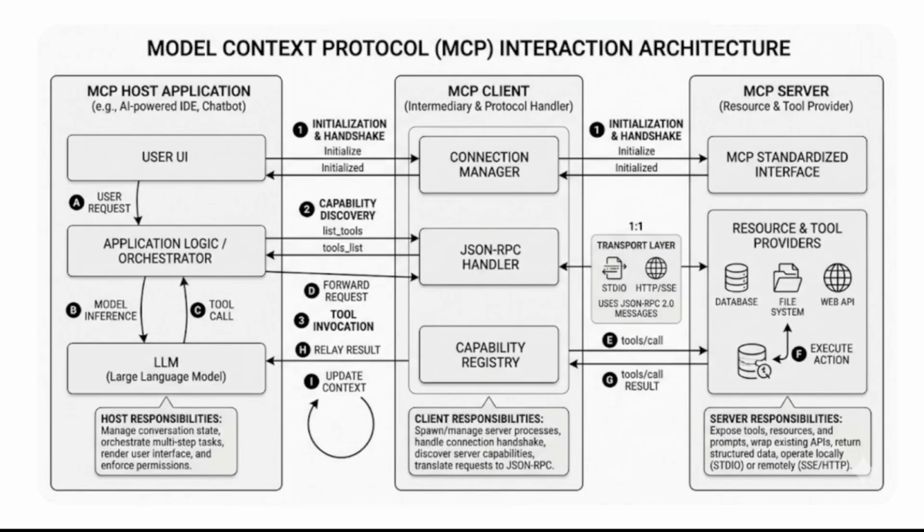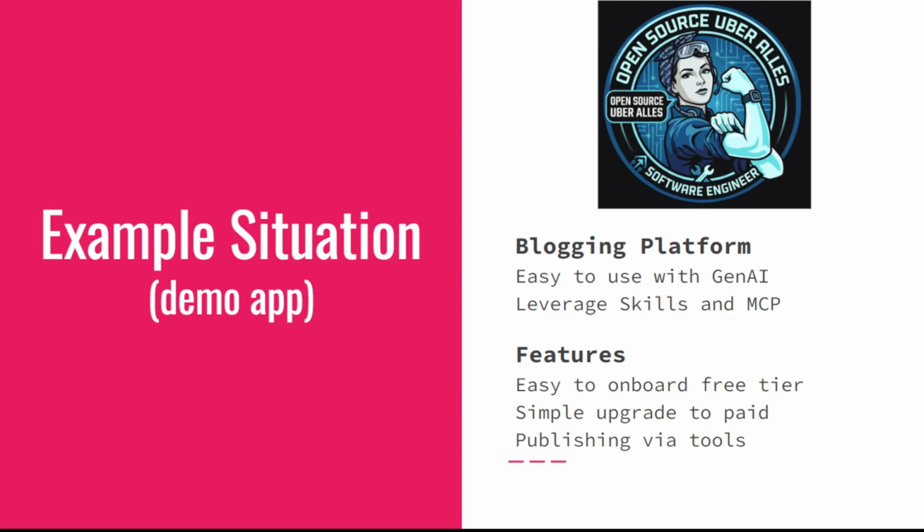All right, so here's our example situation. I always find it's good to have something you're building to explain a topic. In this case, we're going to make a blogging platform. It's where we're doing OpenSourceNorth, so we want to make an open source blogging platform, and we definitely want to leverage skills and MCP, and the features will have a free tier, maybe eventually a paid tier that would actually host the app. So that's what we're going to build.